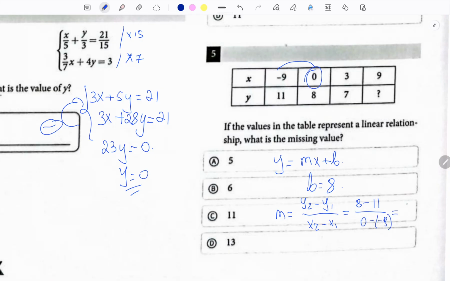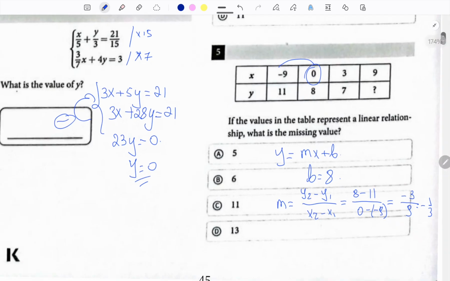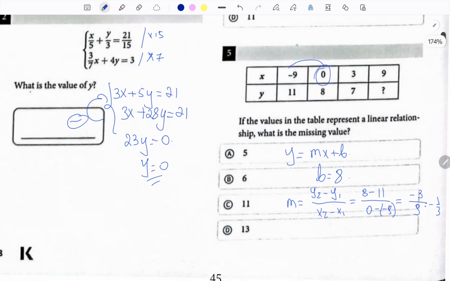This is equivalent to negative 3 over 9. That's equal to negative 1 over 3. So the equation will be equivalent to y is equivalent to negative 1 over 3 times x plus 8.